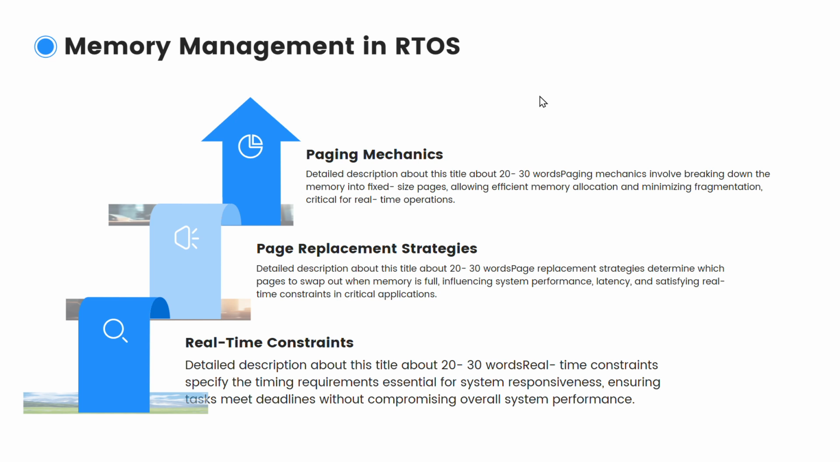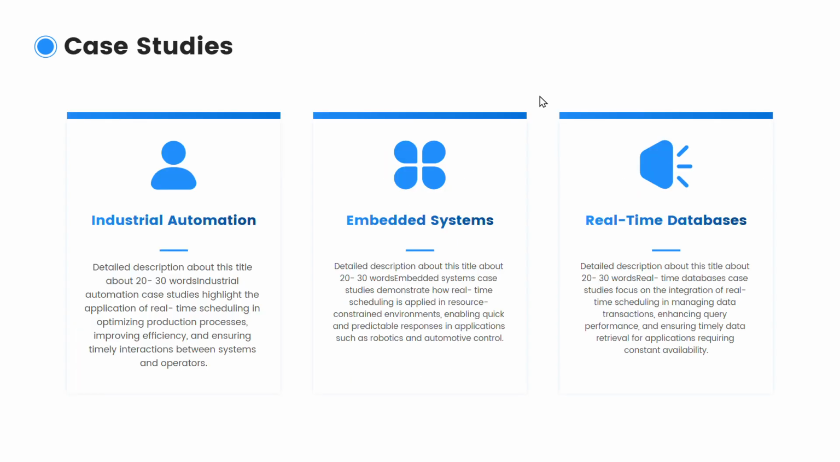Page replacement strategies determine which pages to swap out when memory is full, influencing system performance, latency, and satisfying real-time constraints in critical applications. Real-time constraints. Real-time constraints specify the timing requirements essential for system responsiveness, ensuring tasks meet deadlines without compromising overall system performance.